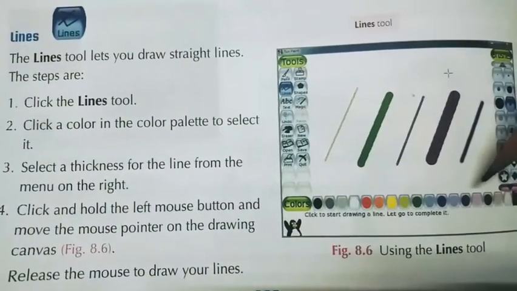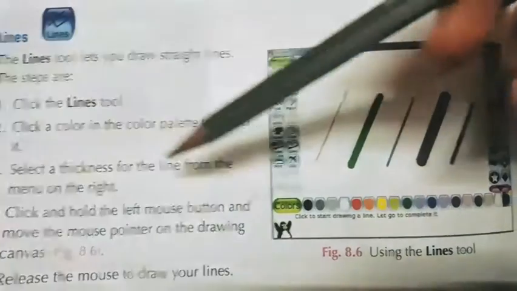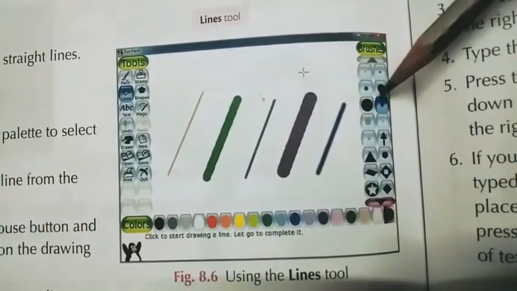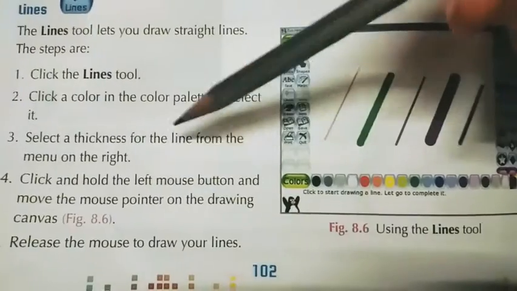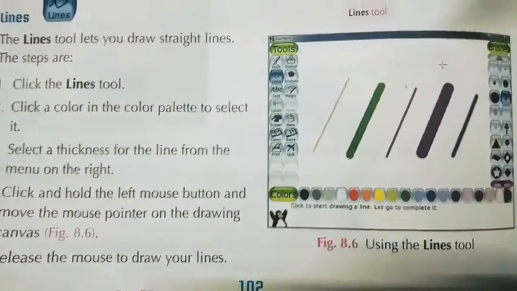Again, you can take any color from this color palette. Then select the thickness of the line. From here you can select the thickness of the line. After that, draw here with the mouse.